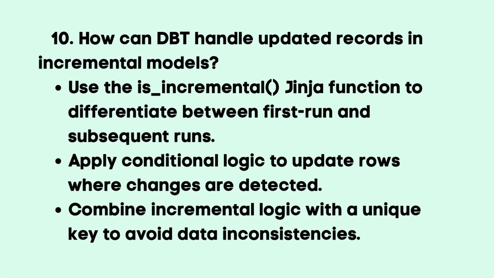How can DBT handle updated records in incremental models? Use the is_incremental Jinja function to differentiate between first run and subsequent runs. Apply conditional logic to update rows where changes are detected. Combine incremental logic with a unique key to avoid data inconsistencies.